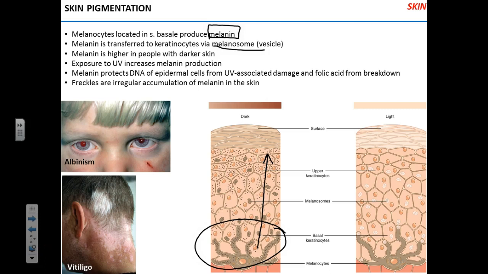Yes? For people with dark skin, yes, they can have the blue and the green eyes. Is that a form of albinism? Brief answer is no.